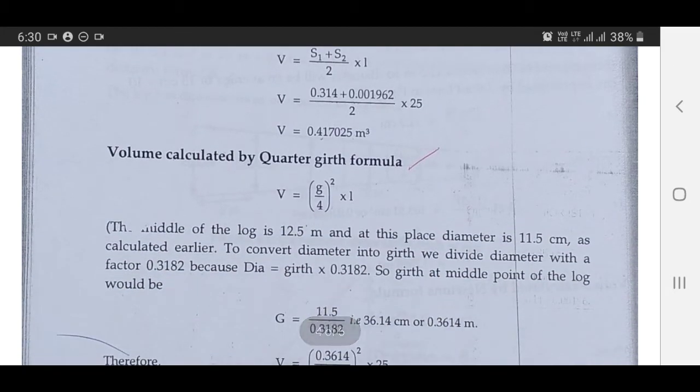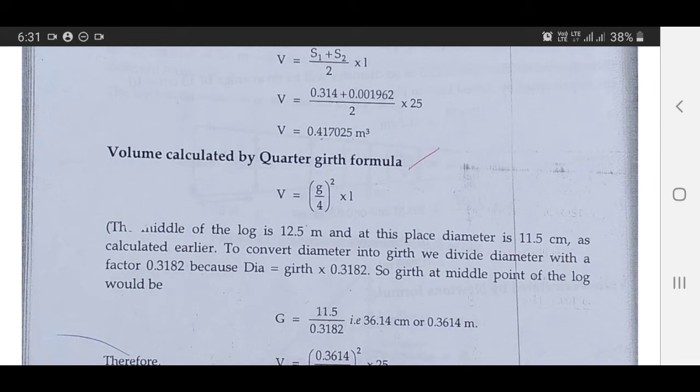Volume calculated by quarter girth formula. B is equal to G upon 4 whole square into L. The middle of the log is 12.5 meter and at this place diameter is 11.5 centimeter. As calculated earlier, to convert diameter into girth, we divide diameter with a factor 0.3182 because diameter is equal to girth into 0.3182, this is the factor.